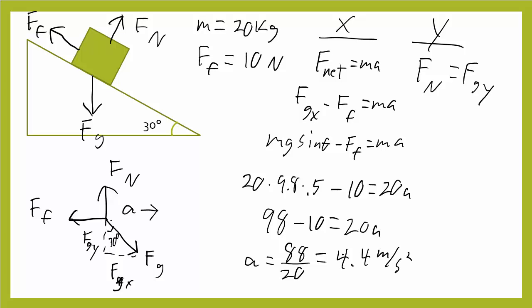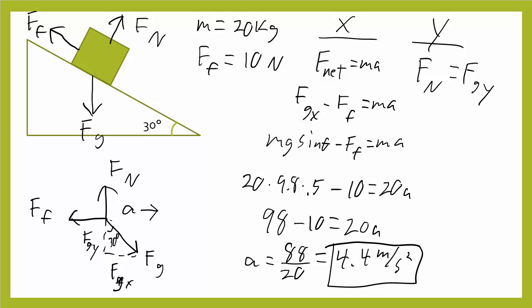So last time we had 4.9 with the same box on the same ramp with no friction. If we add friction, we would expect it to accelerate a little bit less. So not too bad, right? Just adding a few more things to our equation.